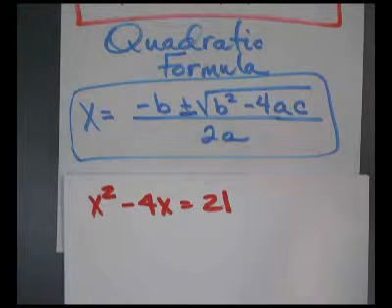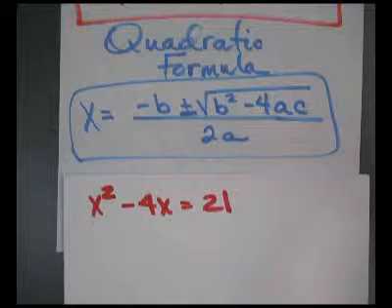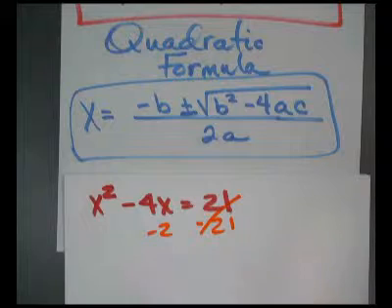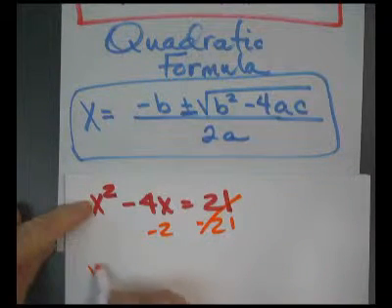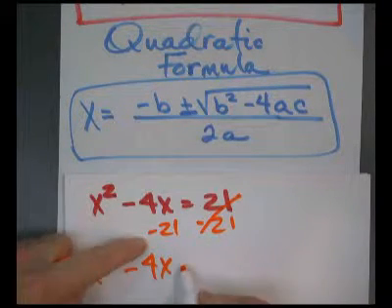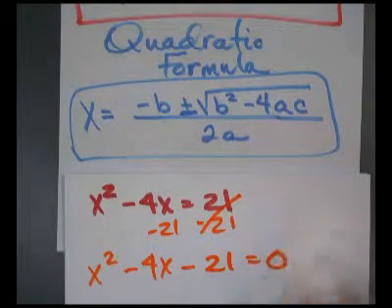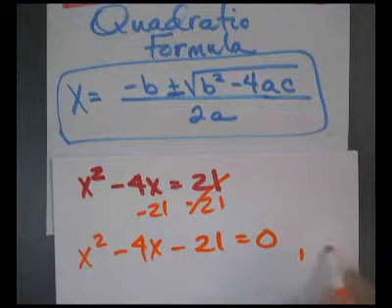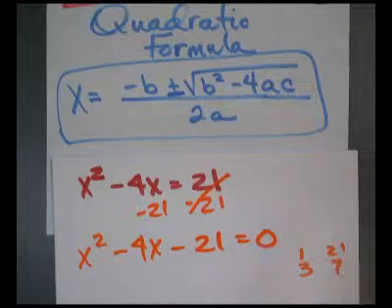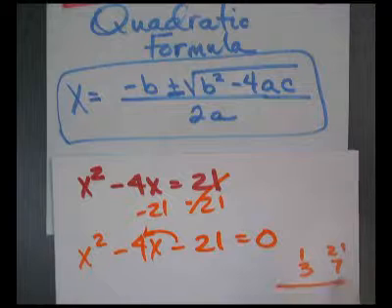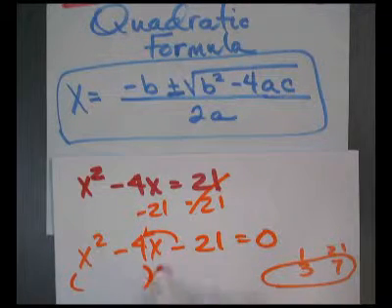Is that in standard form? So what do you do to get it in standard form? Subtract 21, right? So we have x squared minus 4x minus 21 equals 0. Okay, so first we're going to try to factor. 1 times 21, 3 times 7. Do either one of these subtract to give us 4? 3 and 7. Okay, so it will factor. We don't have to use the quadratic formula yet.